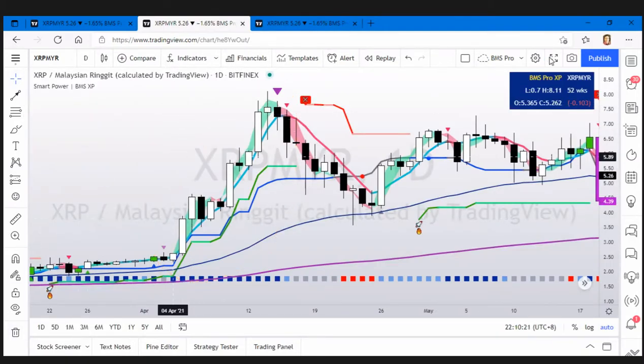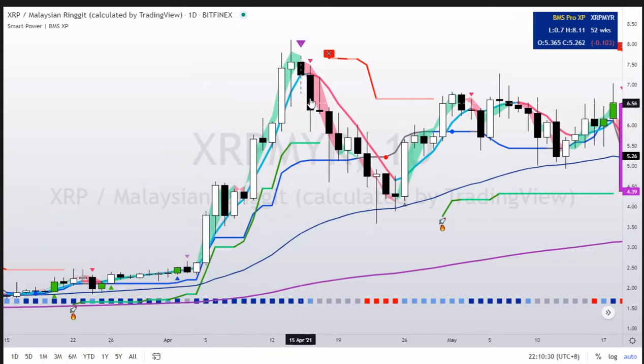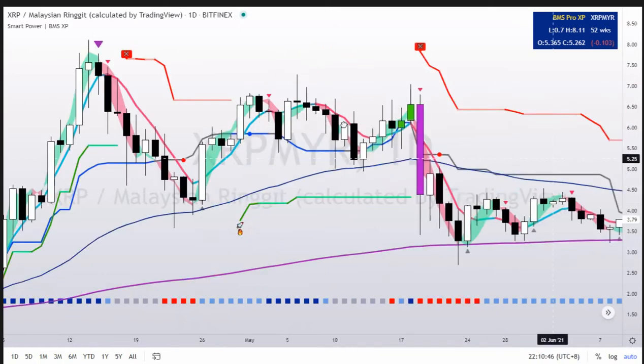You need to enter when you see the ribbon is green color. You want to exit the trade when the ribbon becomes red color. This is your trend indicator. You want to enter a trade when the trend is moving up. You don't want to buy when the ribbon is red, because there's a pullback.